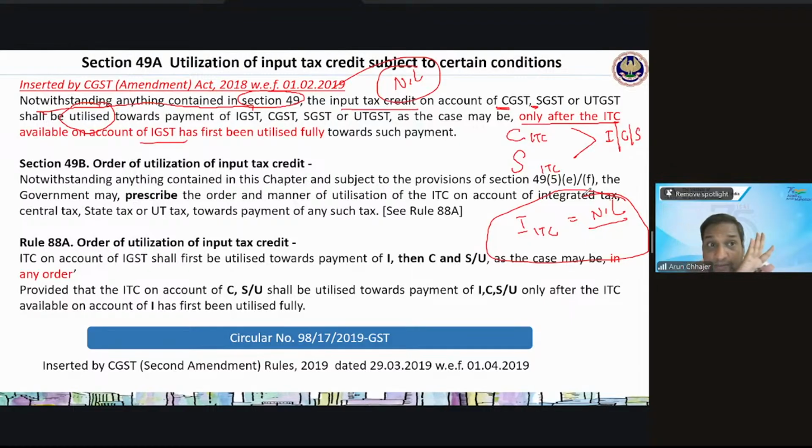My dear friend, whatever I will be explaining on 49A and 49B, you might not have read till now. आपने अभी तक इस तरीके से सेक्शन को नहीं पढ़ा होगा. I will also make the comparison with the GST portal, how the portal is behaving, and then you will give the answer in the exam.